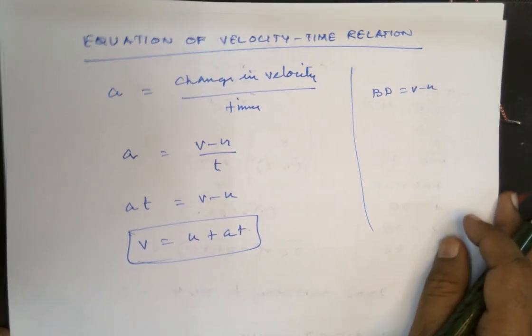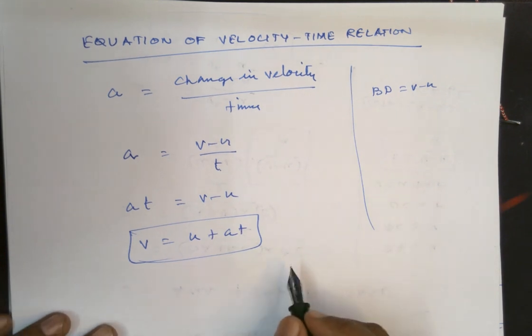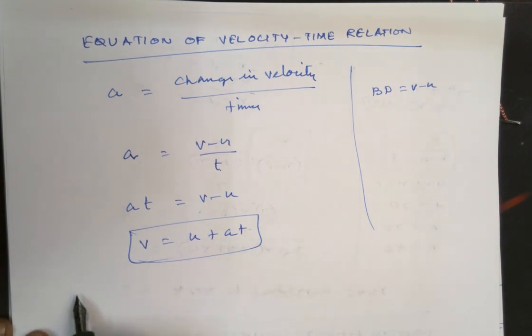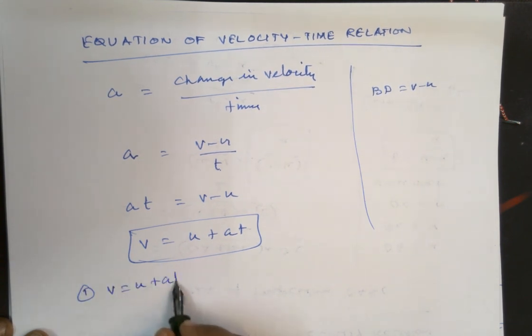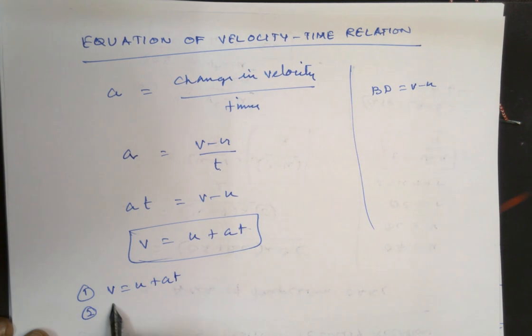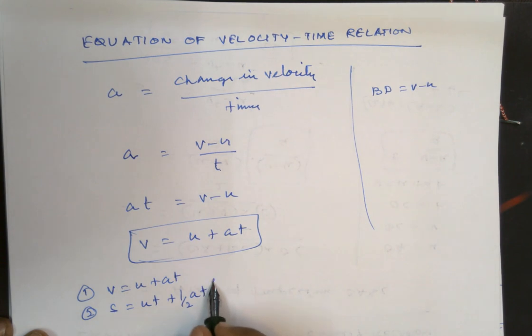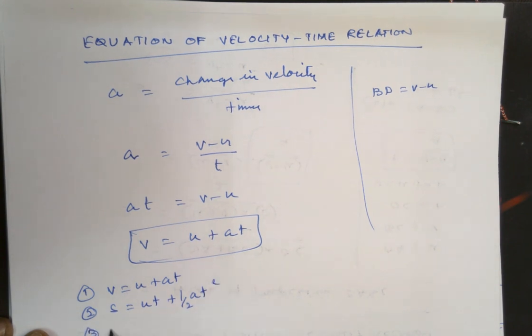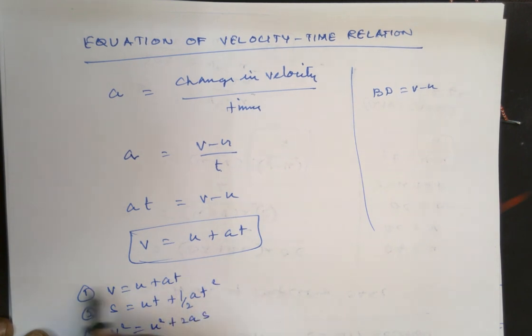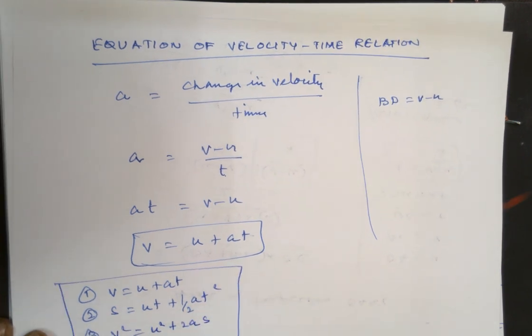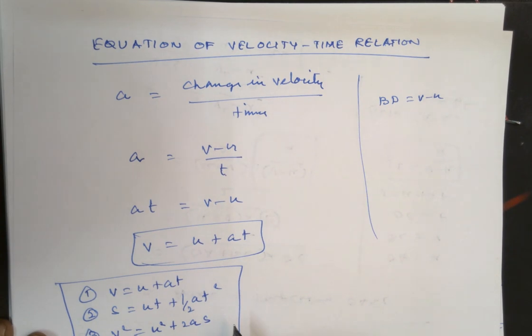So what are the three equations we have discussed? The first equation is V is equal to U plus AT. The second equation is S is equal to UT plus half AT squared. The third equation is V squared is equal to U squared plus 2AS. So you should never forget these three equations of motion, and you should be able to derive the equations based on the graphical method. Clear?